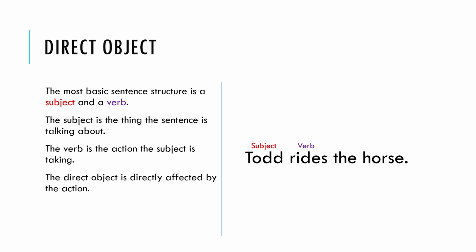Now, the horse is a thing being ridden. Todd is a subject, rides is the verb, and the horse is a thing being directly affected by the action. It is the direct object. So Todd is riding the horse. Hopefully this is starting to get clear. Let's look at another example.